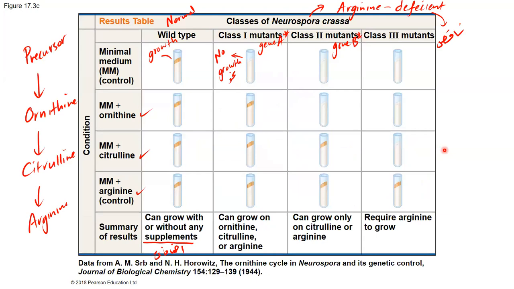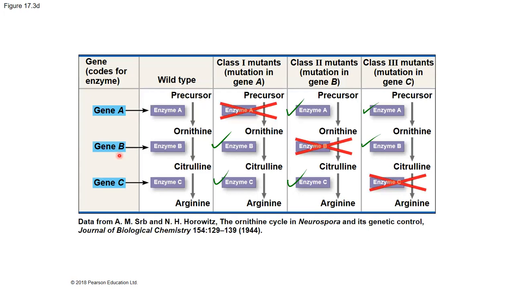Okay. So by doing this experiment, Sharp and Horwitz were able to classify Neurospora arginine deficient mutants into 3 classes. And they were able to discover that there are 3 genes, A, B, and C, that are important for the biosynthesis of arginine.